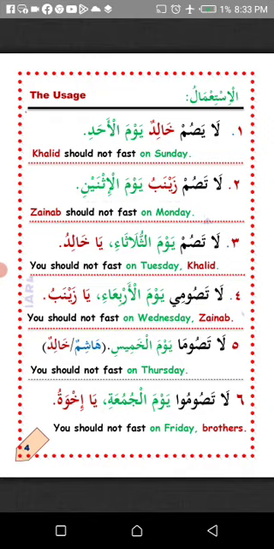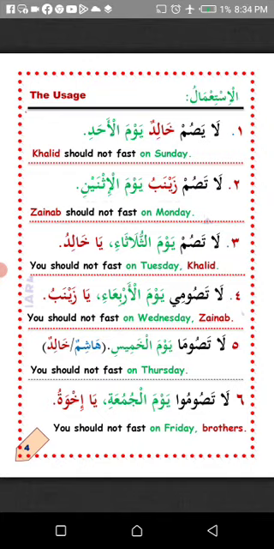Thalatha, number three. La tasum yawm al-thulatha ya Khalid. You should not fast on Tuesday, Khalid. Arba'a, number four. La tasumi yawm al-arbi'a ya Zainab. Don't fast on Wednesday, Zainab. I repeat, la tasumi yawm al-arbi'a. Don't fast on Wednesday, ya Zainab.